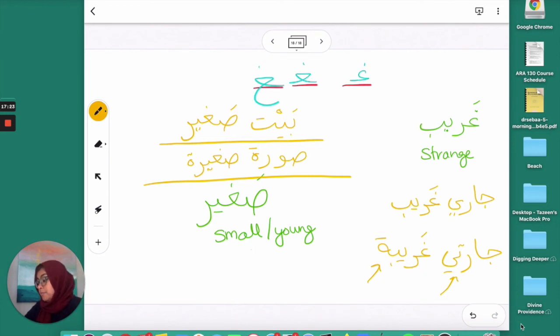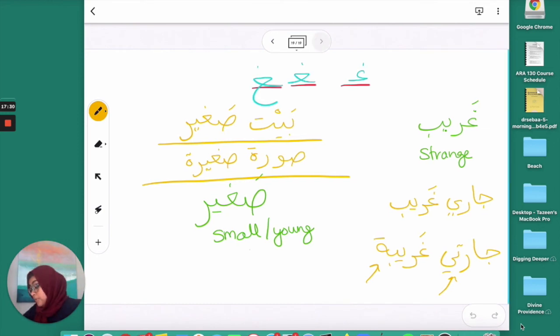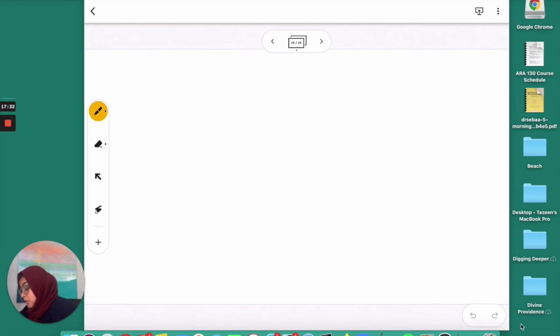Okay. So now we have several adjectives that you can work with. Adjectives, those description words. We've done جديد, and we've got صغير, and we've got غريب. Notice they all rhyme with each other. Okay. I'm going to give you a couple more adjectives.